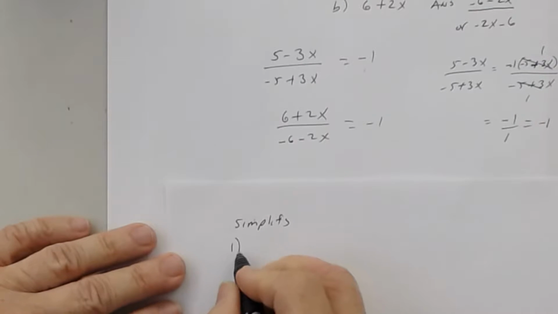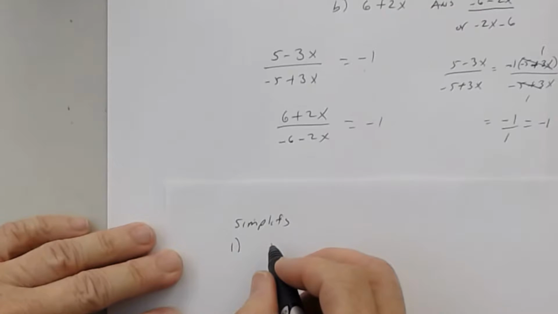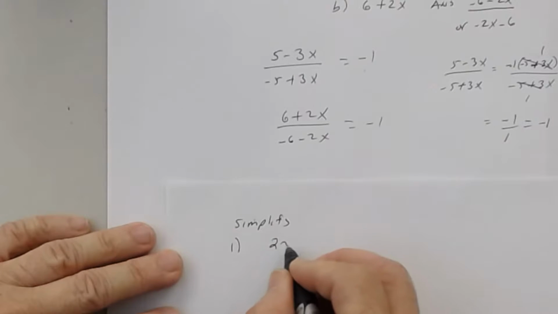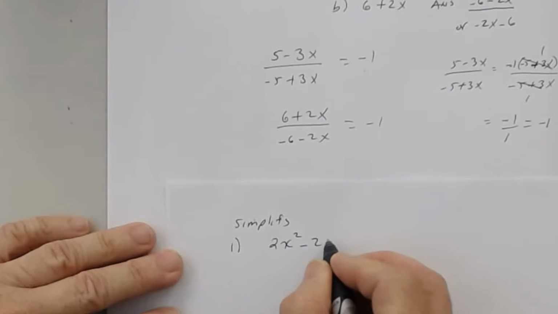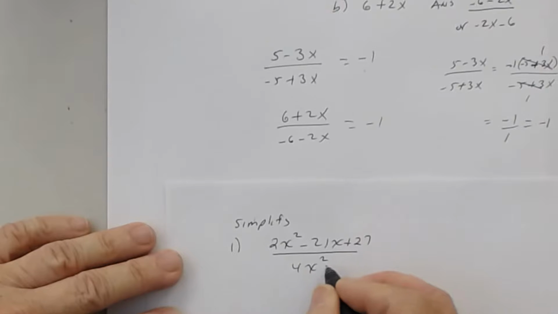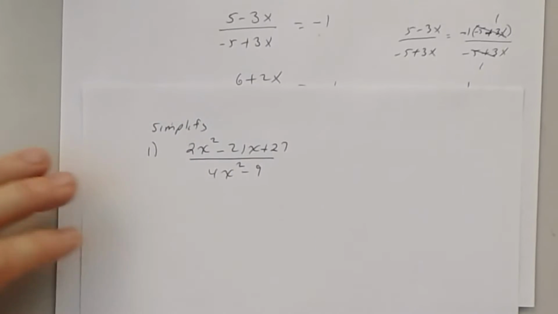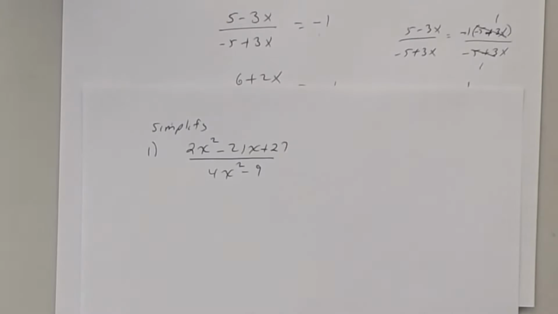Each of the following. Okay, number 1, we have 2x squared minus 21x plus 27 divided by 4x squared minus 9. All right, now remember we talked about last class period. How do you simplify this rational expression? What's the first step? Look for GCF.